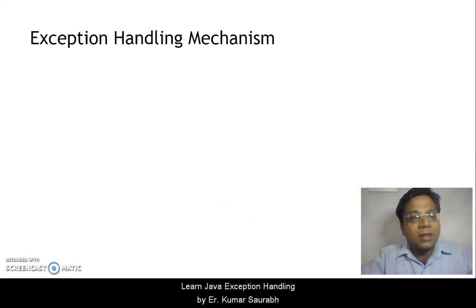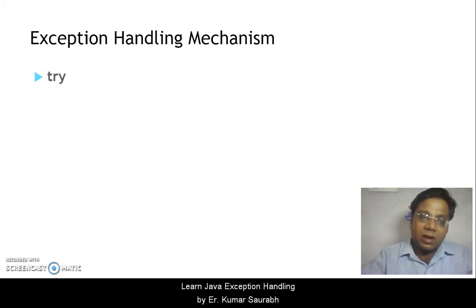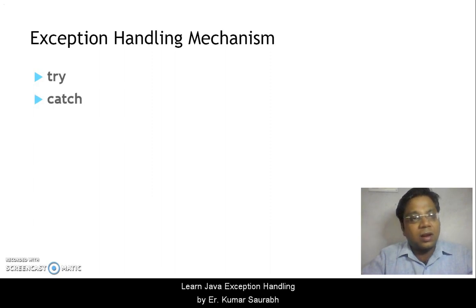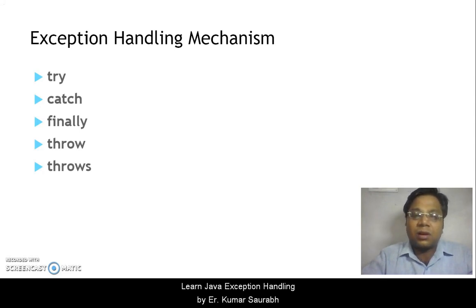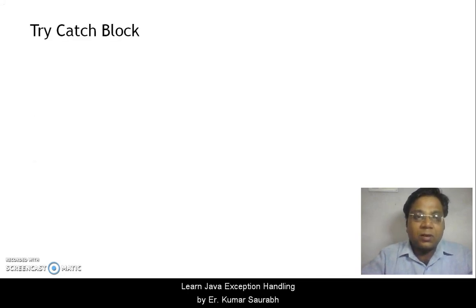So how does the exception handling mechanism work? We have 5 components to handle exceptions. The first one is try, the second is catch, the third is finally, the fourth is throw, and the fifth is throws. Using these five keywords, we will handle exceptions in our program, and I will show you in the example. So going through the try catch block.